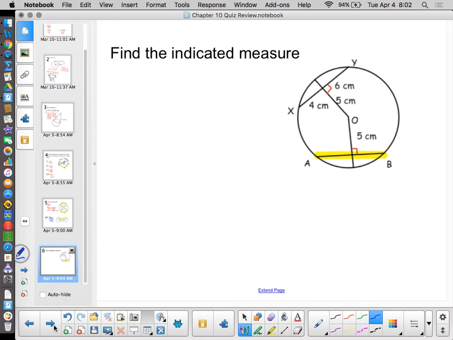Make sure you're ready. Okay, find the indicated measure, AB. How long is that going to be? 10. It's the same distance away from the center, so it must be congruent. Tough.